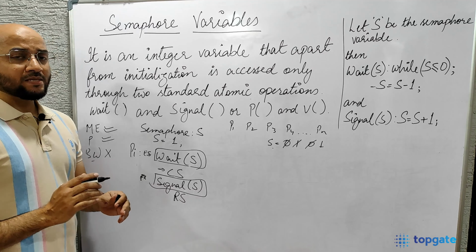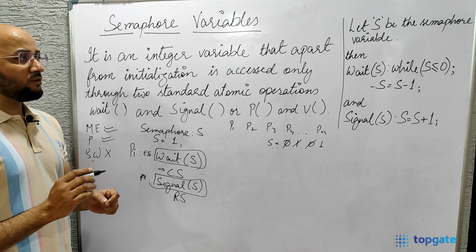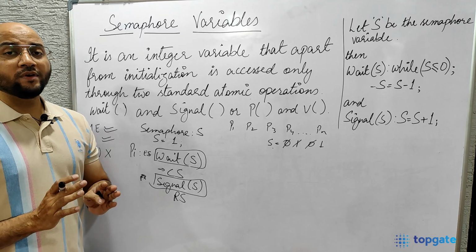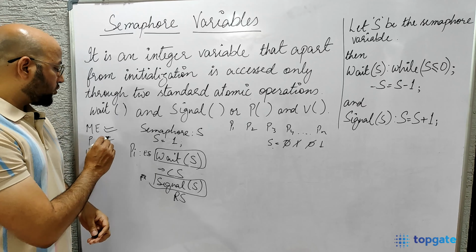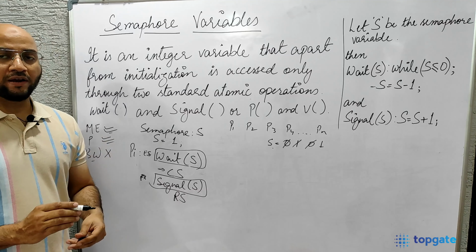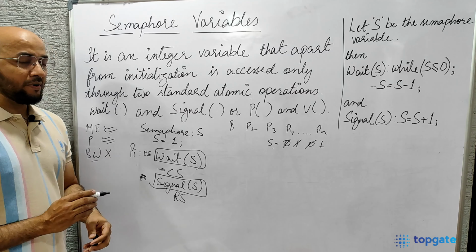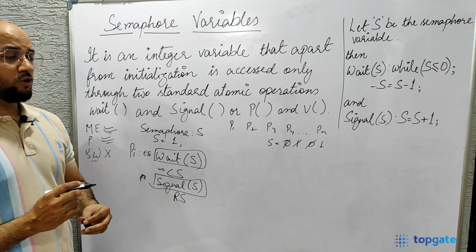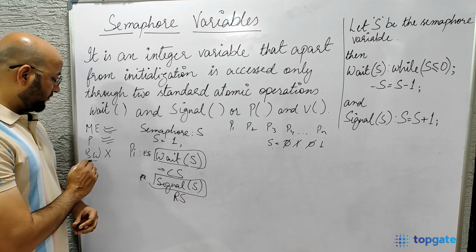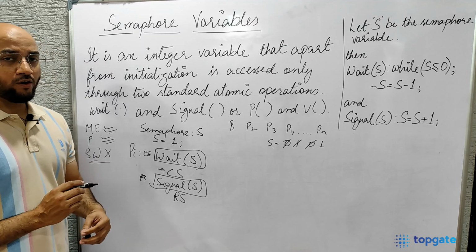Therefore, we can say the semaphore variable can be used to solve the critical section problem involving n number of processes, but it only satisfies two mandatory requirements of the critical section problem. The third requirement is not satisfied. So in the next videos, we'll see the other variants of the semaphore variable where we can solve this problem of bounded waiting.